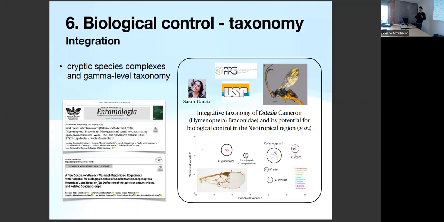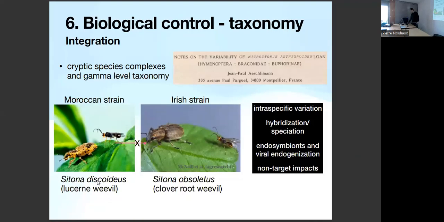And for that, it's really important to have the integration of different kinds of data, especially the molecular, morphological, and biological data. This is something that I've been doing with some students for a while. And the other thing is to study the parasitoids below the species level in the gamma taxonomy, or the population level, or strains.